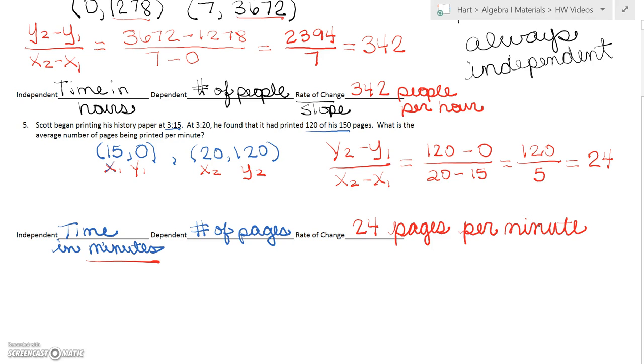Okay, that is this paper. I did half of the problems you had to do, so you can finish the rest, and this is due on Thursday.